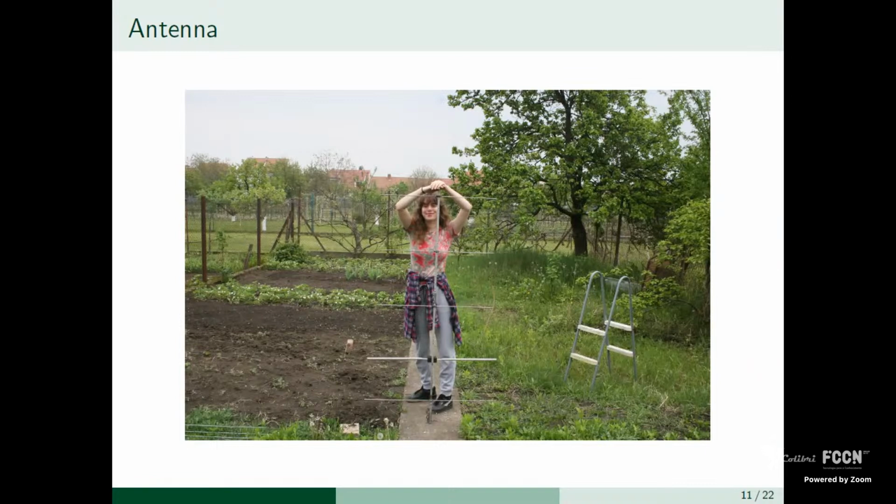As I was mentioning, the frequency is around 150 megahertz, which corresponds to a wavelength of around 2 meters. And a convenient length of the dipole is a half-wave dipole, which means that the driven dipole, which you can see here, is around 1 meter.